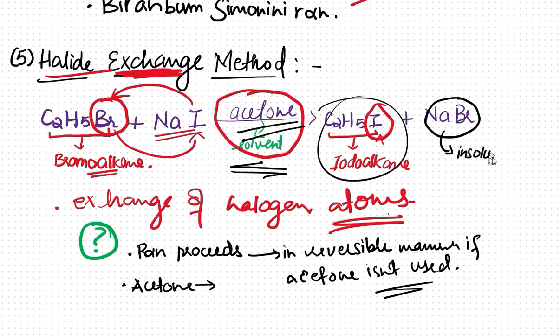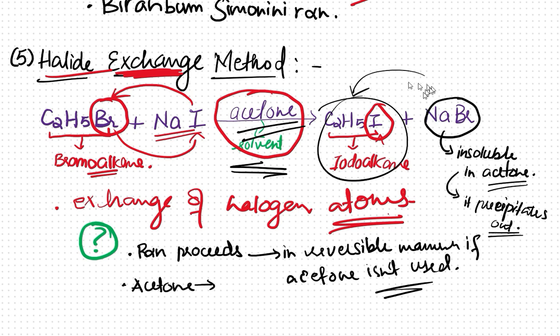Sodium bromide is insoluble in acetone. So if you're using acetone, since sodium bromide is insoluble, it precipitates out of the reaction. So there won't be any reaction of sodium bromide and iodoalkane to form bromoalkane and sodium iodide once more. It will not be reversible if acetone is used, because sodium bromide precipitates out since it is insoluble in acetone. So your final product will be the iodoalkane that is formed. No need to worry about that. If you are using acetone, this reaction will become an irreversible reaction, if this reaction is occurring in the presence of acetone as a solvent.